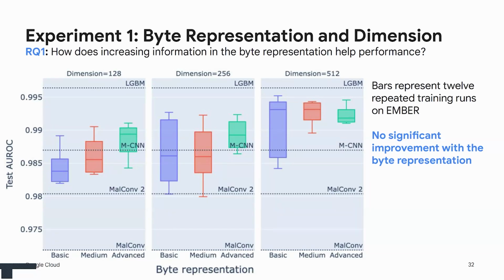You can see here that increasing the dimension of the space helps, but the actual byte representation, not so much. This is more of a negative result. In the lower dimensional spaces, maybe there's a case for increasing the complexity of your byte representation, but once you hit 512 dimensions, it doesn't seem to be doing anything. So going forward, we're going to stick to 512, but we are going to stay with the basic byte representation.